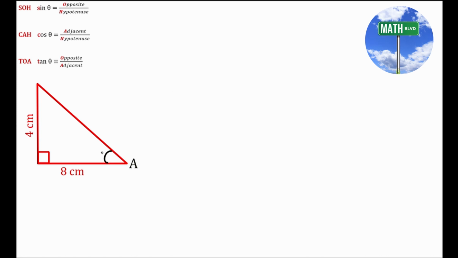In my first right angle triangle, I'm being asked to solve for angle A. I know the length opposite of the right angle is always the hypotenuse. 4 centimeters is opposite of my angle A, and 8 is adjacent. Now that I have my opposite and adjacent lengths, I know to use tan.